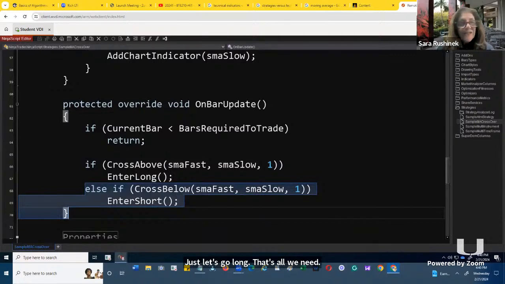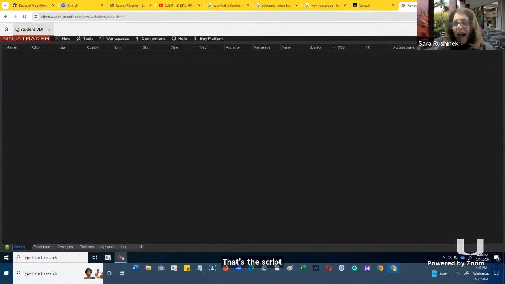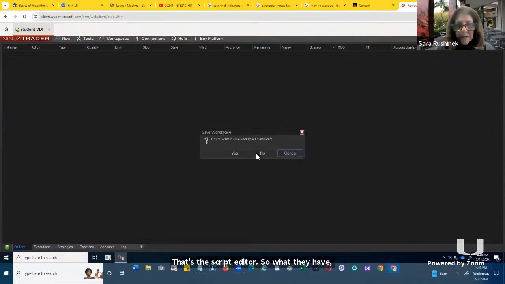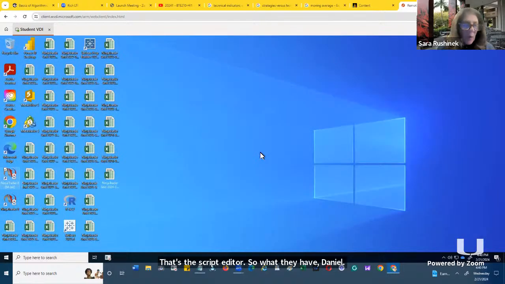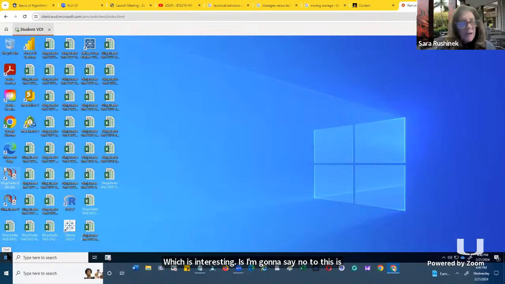That's the script editor. What they have, which is interesting, is a wizard where you can write in English what you want to do, and it creates the strategy for you. And now with AI, where it's basically low code or no code, that's what people are going to. If I know about a certain industry, I can do that industry.